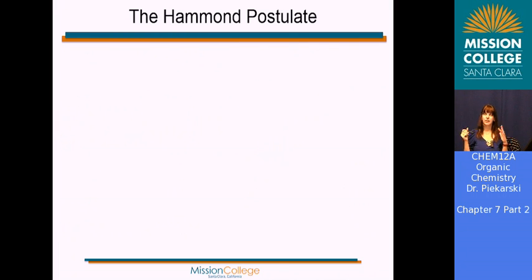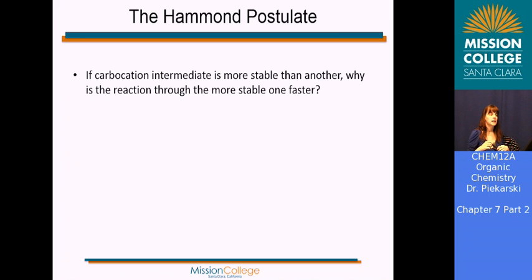Now, I finished up the last chapter talking a lot about transition states and that sort of thing. I'm going to do a little bit now again here, kind of finishing up with the Hammond postulate. If the carbocation intermediate is more stable than another, why is the reaction through the more stable one faster? It's a question that you might have. So trying to compare stability of intermediates versus rate of reaction.